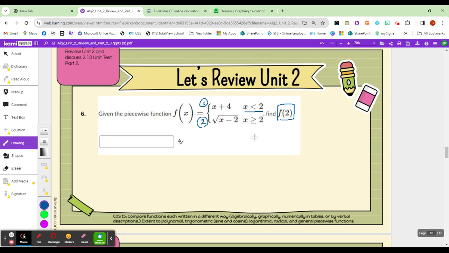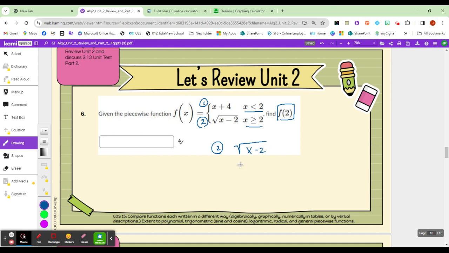If we use the first piece, we only use it when x's are less than 2. So like 1, 0, negative 1, negative 1.5. And we only use the second piece when x's are greater than or equal to 2. So since they're asking us to find f of 2, we would use the second piece of our piecewise function because 2 is greater than or equal to 2.